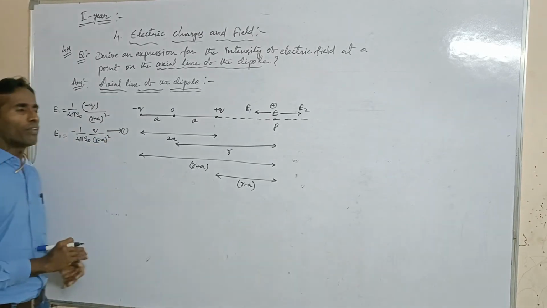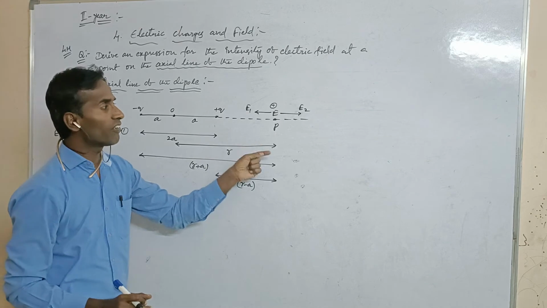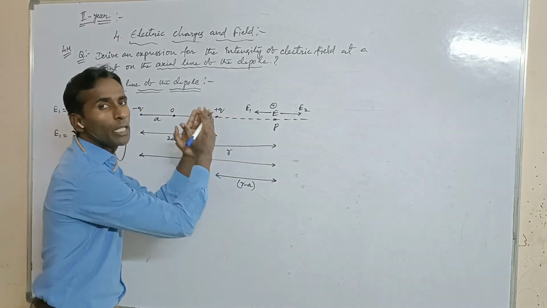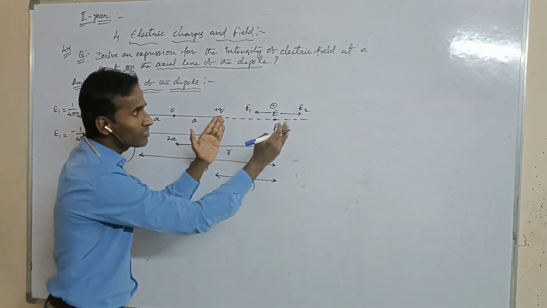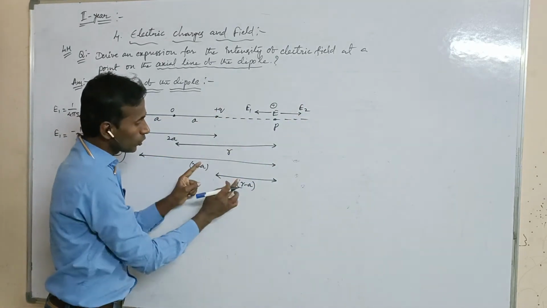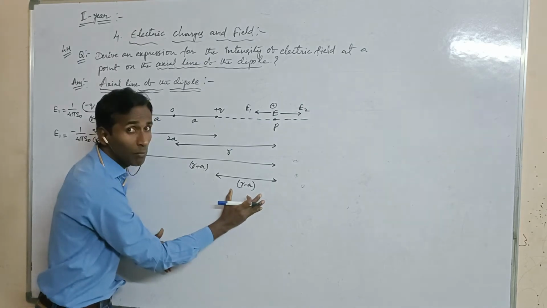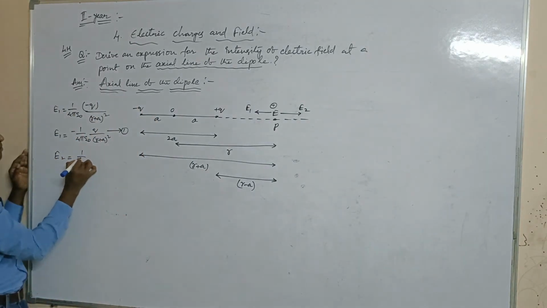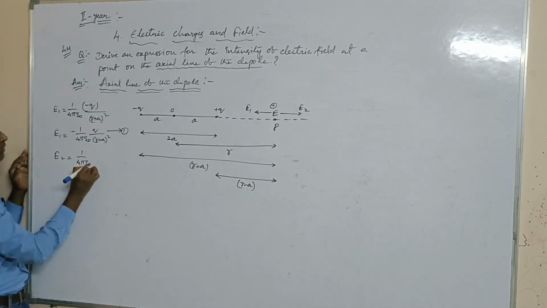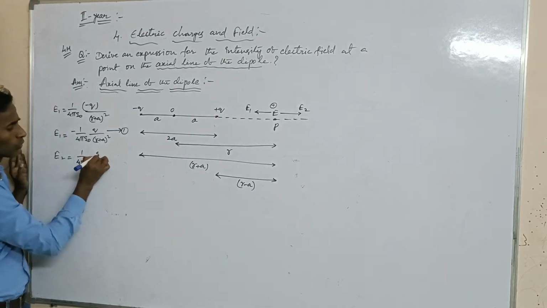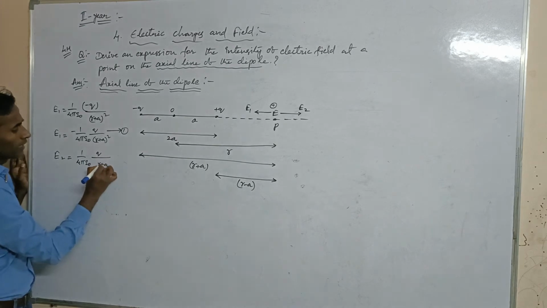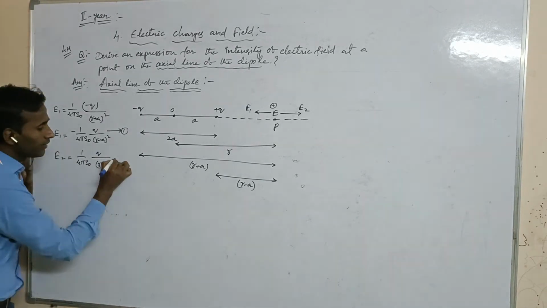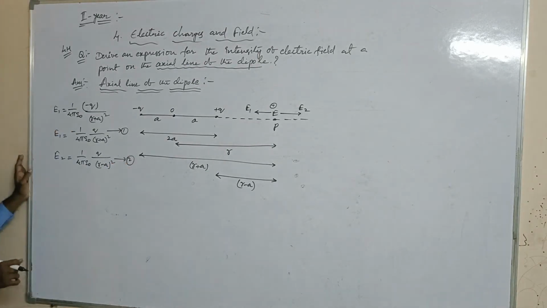Then again we have to find out the intensity of electric field at point P due to the charge plus Q. Both will be repulsed. When it is repulsed, it will move away from this charge. So this distance is here R minus A. So now we can write here E2 is equal to 1 by 4 pi epsilon naught, charge is positive, so Q by R minus A whole square. This is equation number 2.